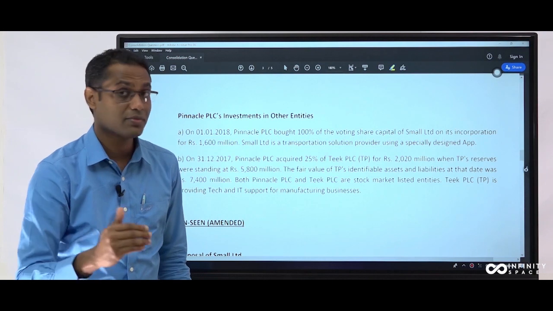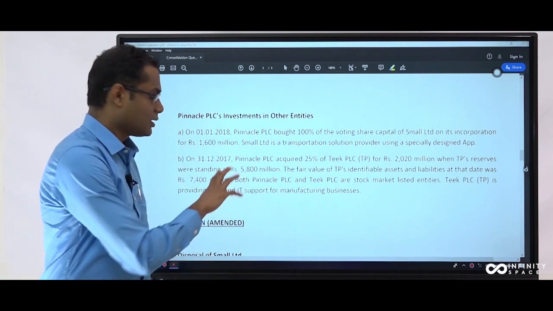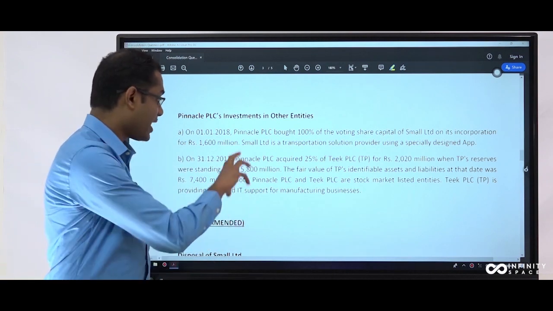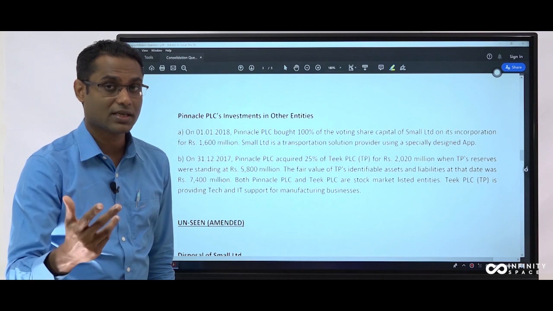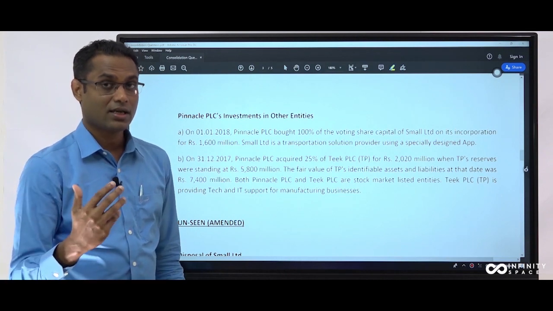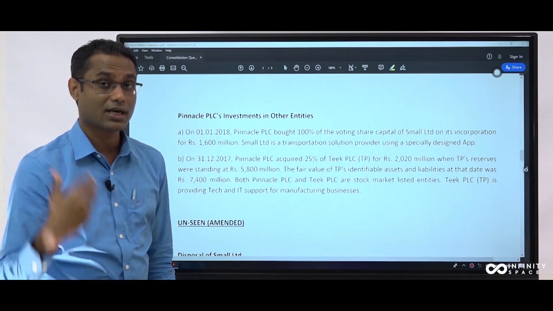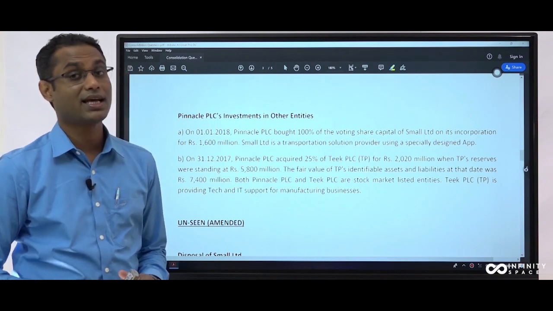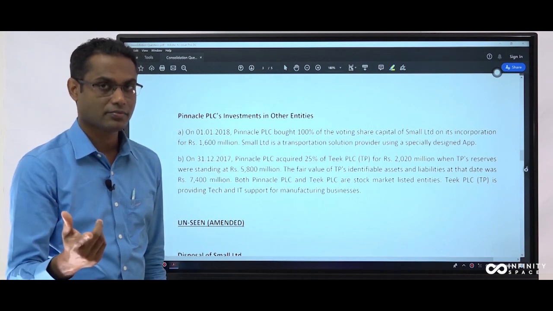And hopefully you can remember the requirement of the question. Part 5 says it is to be assumed that by acquiring 25%, Pinnacle has significant influence over Teak PLC. That means as long as Pinnacle has this 25%, Pinnacle has to account for the investment in Teak PLC as an investment in associate. So Pinnacle has to follow equity accounting, right?